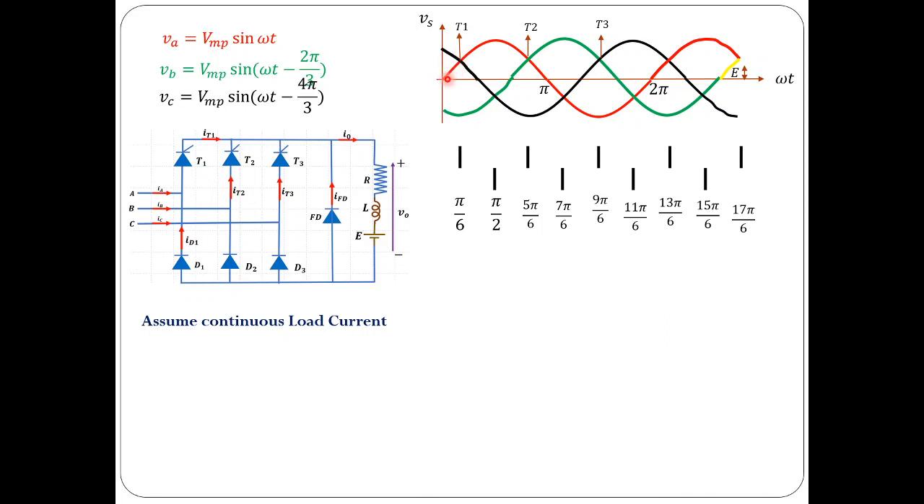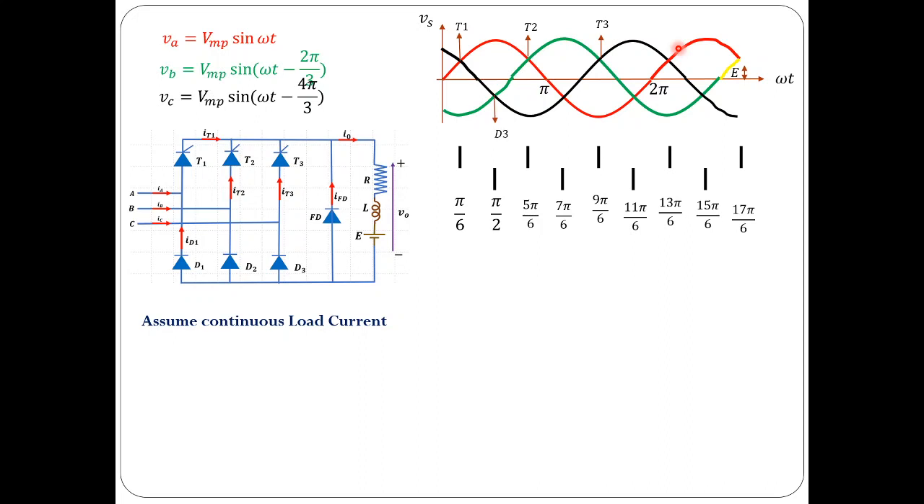To start with, I will consider alpha equal to 0. For alpha equal to 0, T1 would be triggered at this instant, and for these 120 degrees T1 is conducting. At pi by 6, T2 is triggered, and that would conduct for the next 120 degrees. At 9 pi by 6, T3 would be fired, and that would conduct for the next 120 degrees. So this is the conduction period of each thyristor for alpha equal to 0.